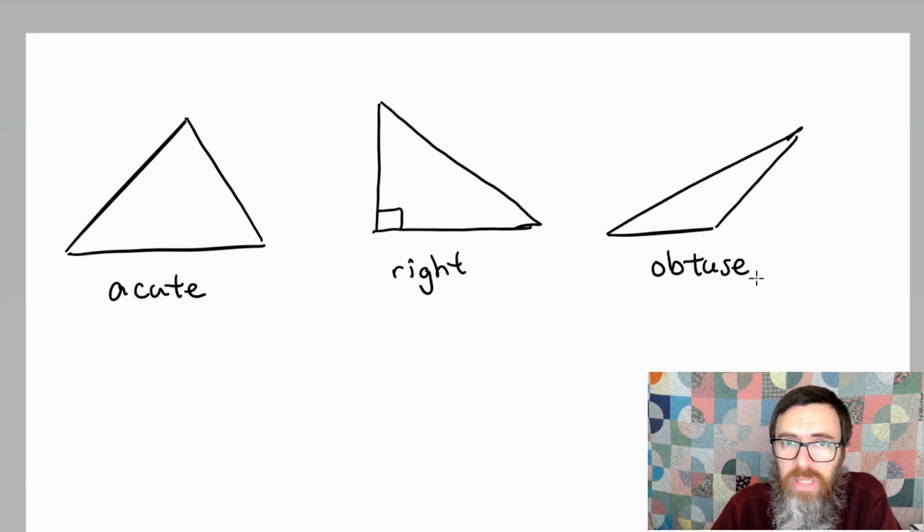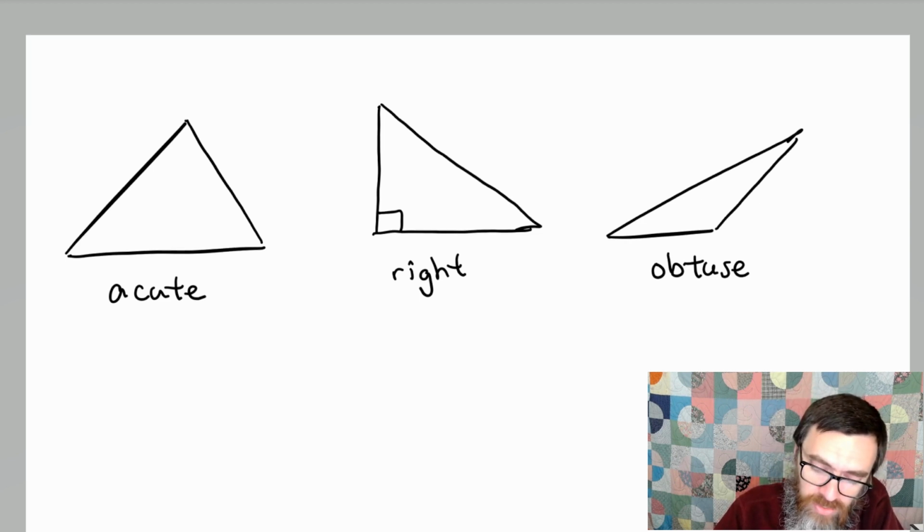You can't have more than one, because think about it. A right angle is 90 degrees. If you had a second right angle, you would already have 180 degrees, but the sum of all the measures of the angles of a triangle is 180. Same thing for obtuse. You can't have more than one. But you can have three acute angles because they are all less than 90.